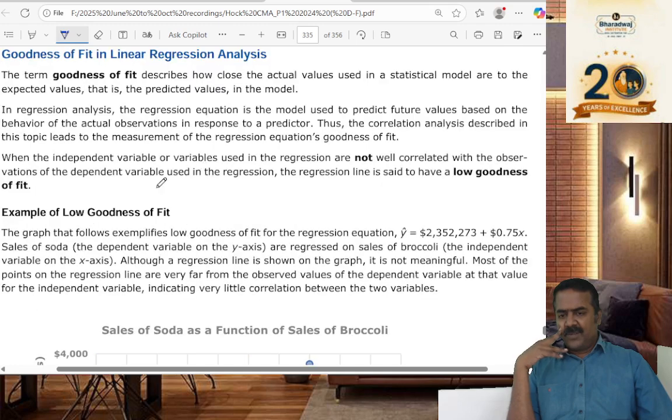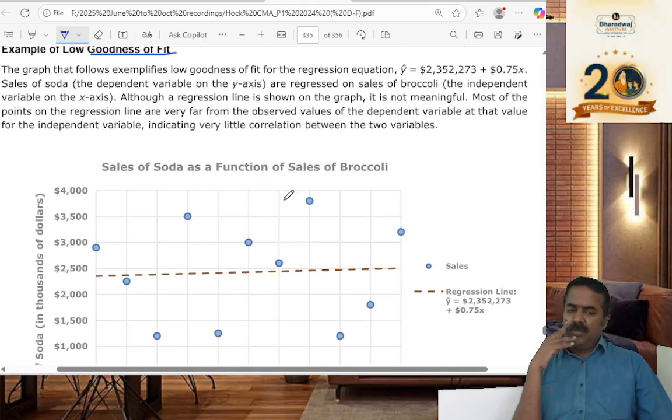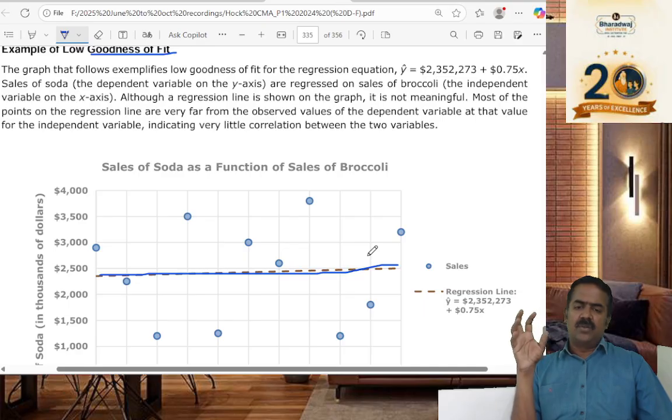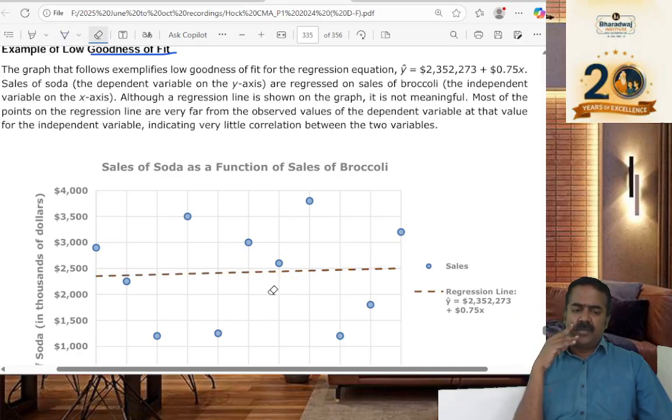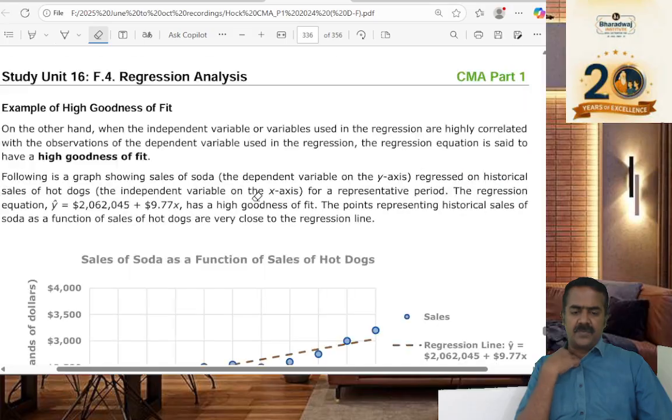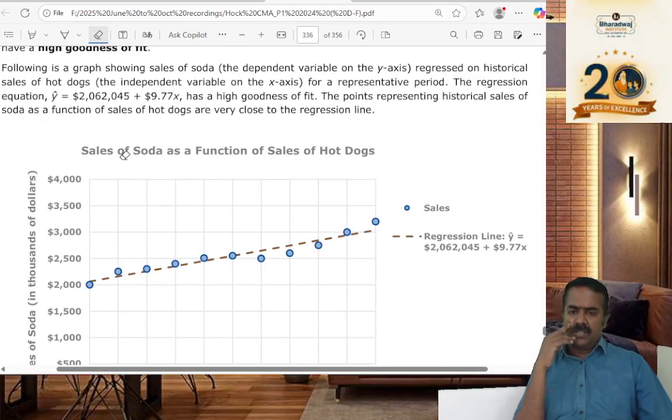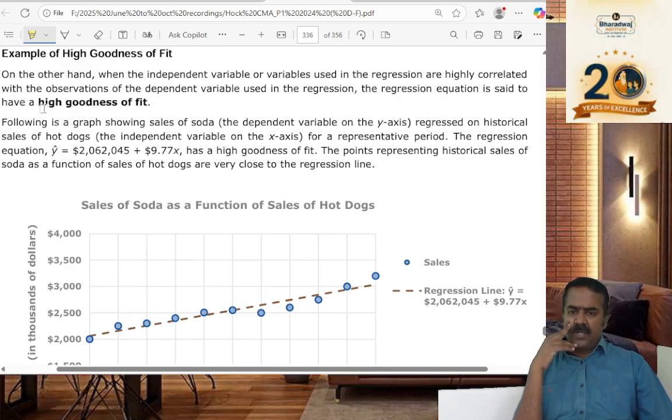Okay. What is goodness of fit? We work out dependent and independent variable and form which one? A regression line. How your actual data fits within that particular line. How it fits within the line. Look at this. What is the high goodness of fit? Closer to the line. So if you look at the data, it will be closer to that line.